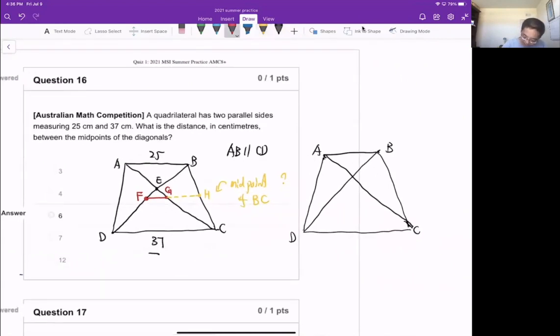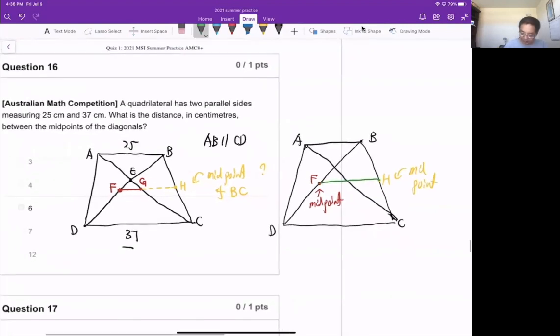Okay, so what we can do is if I choose, let's say F, I choose this is middle point, and then I choose the H to be middle point of BC. All right, now I connect F and H. Okay, I connect F and H. The point is, let's recall some basic facts.